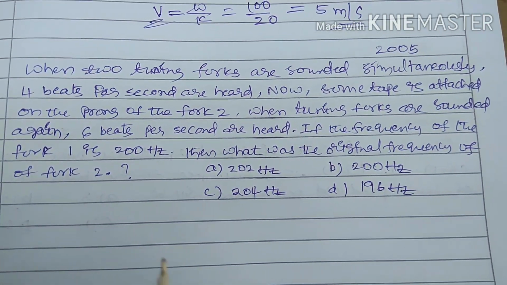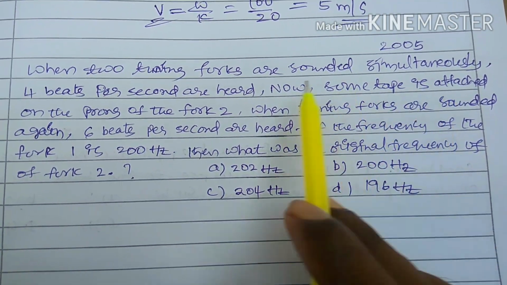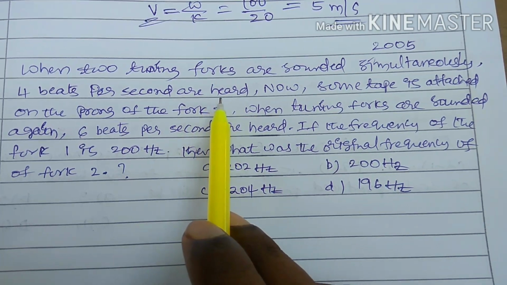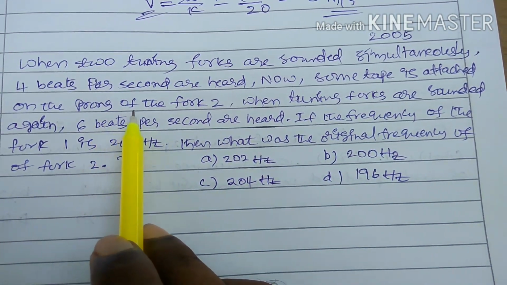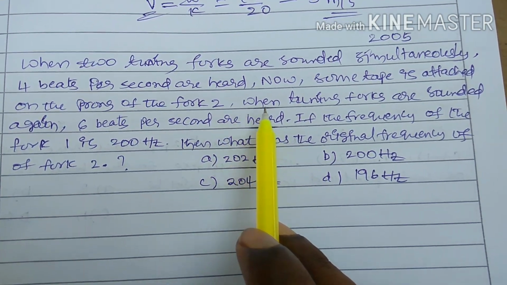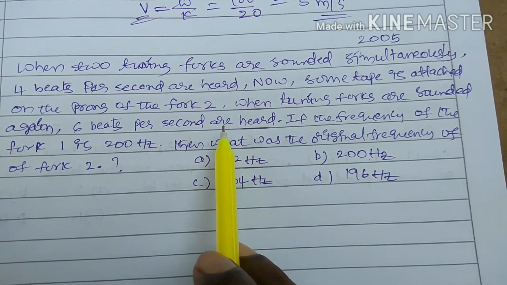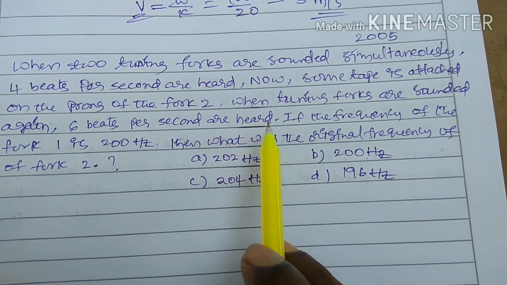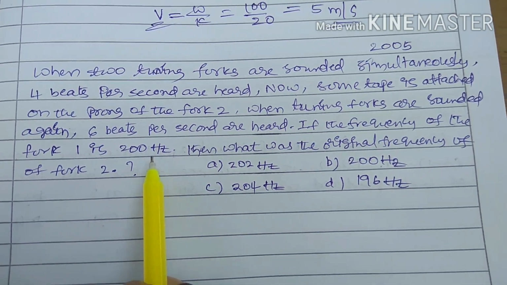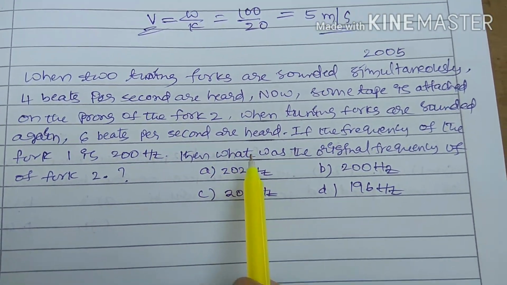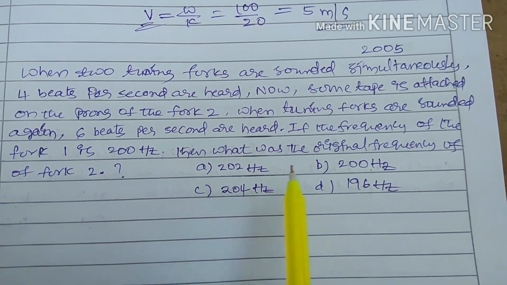Here the next question. When two tuning forks are sounded simultaneously, 4 beats per second are heard. Now, some tape is attached on the prong of the fork 2. When the tuning forks are sounded again, 6 beats per second are heard. If the frequency of the fork 1 is 200 Hz, then what was the original frequency of the fork 2?